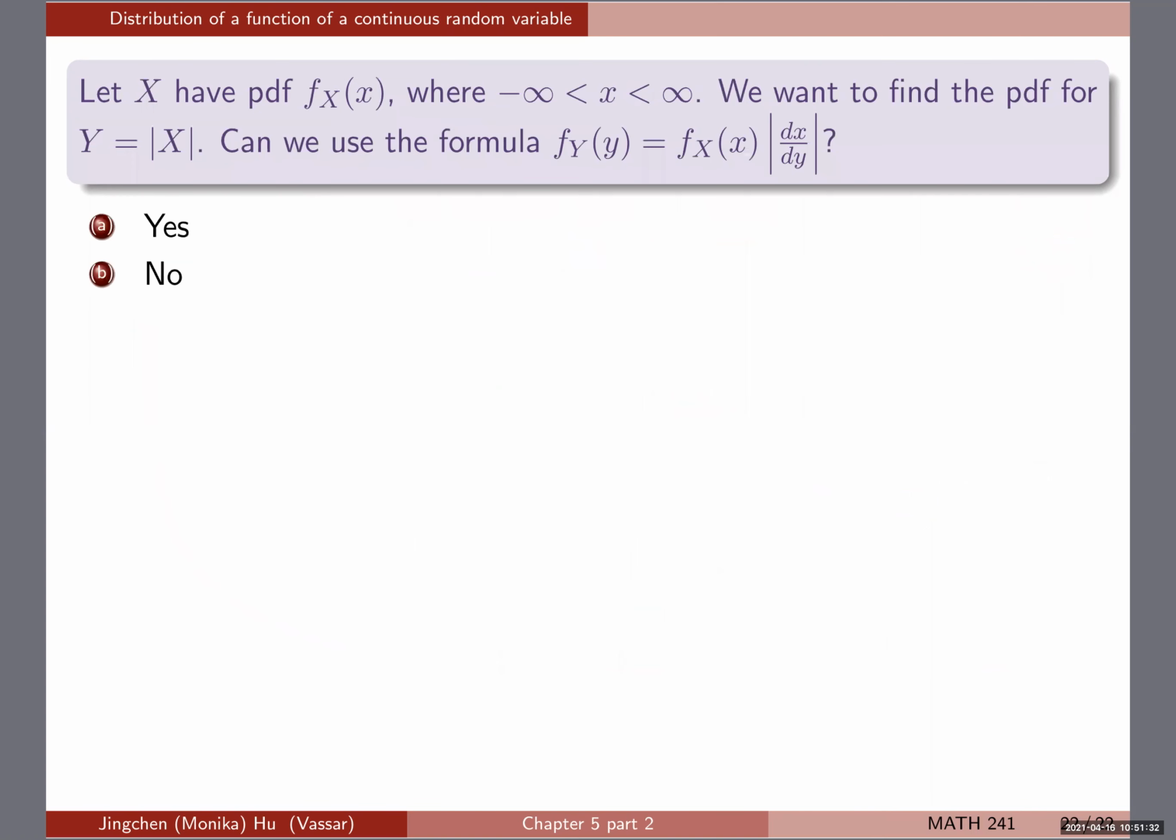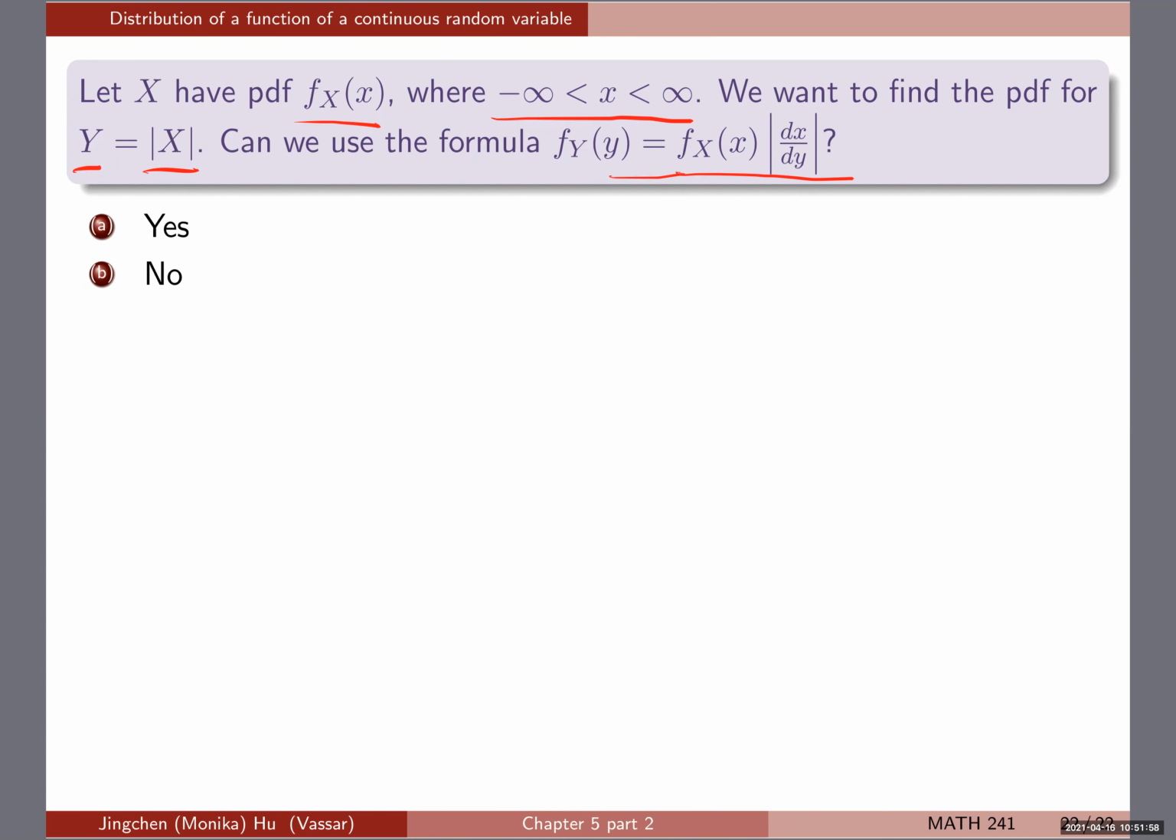Alrighty, so let's look at another example. Like I said, the other example will be the case where you cannot use it, and if that happens, what you're going to do. So let X have PDF f(x) on the real line. We want to find the PDF of Y, where y equals the absolute value of x. Can we use this formula? I already told you, well, no, but let's see why, and what we can do if this happens.